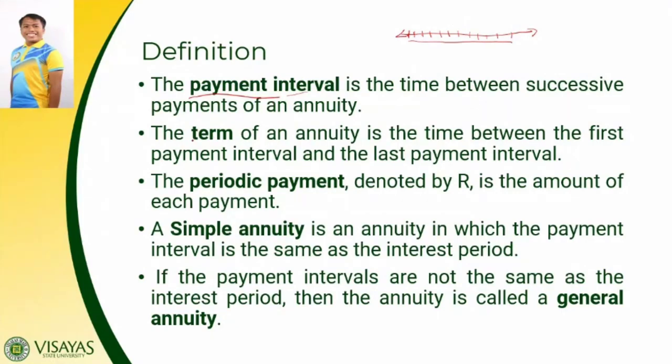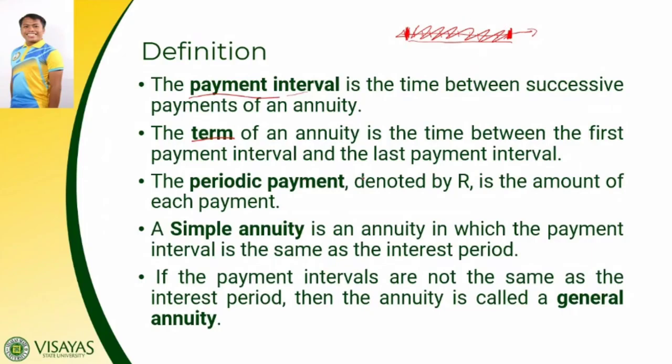Now, the term. The term of an annuity is the time between the first payment interval and the last payment interval. So if your first payment interval is this line here and your last payment interval is here, then in between is your term. So the whole duration from start to end is your term. Be it a whole year, 2 years, 3 years, 4 years, and so on. Payable for 4 years, payable for 5 years. Let's say, for example, you are applying for a car loan, and you will be paying your dues monthly within 4 years. So your term is 4 years.